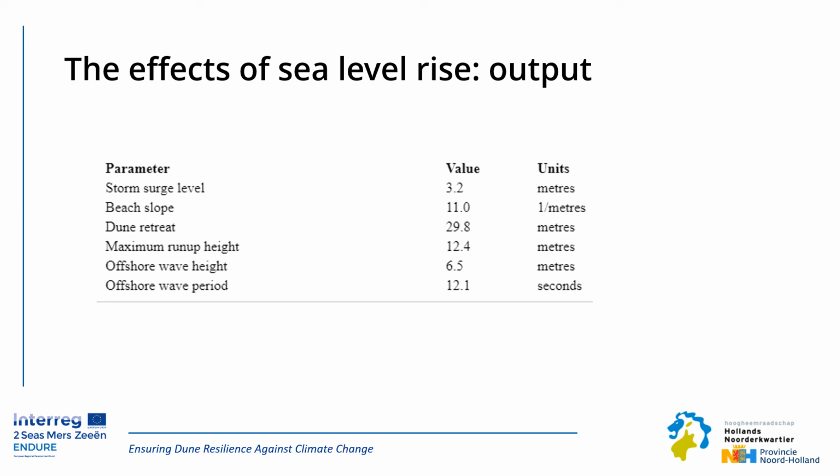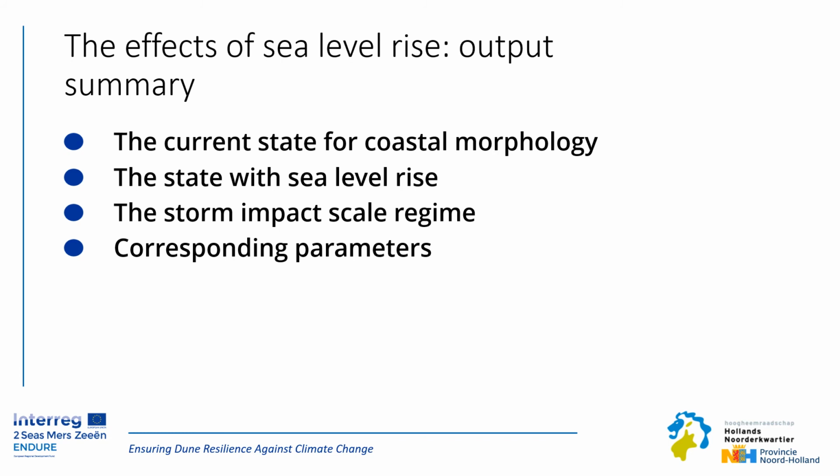In addition to the regimes, the background and parameter tab also gives detailed information on several parameters used in the tool. To summarize, the sea level rise tool provides several figures in which this dune development process will be explained. Moreover, on the parameter subtab, corresponding values are given, such as beach slope, dune retreat, and wave height. The output of the tool consists of the following aspects, representing the current state for coastal morphology, the state with sea level rise, the storm impact scale regimes, including sea level, and the corresponding parameters.